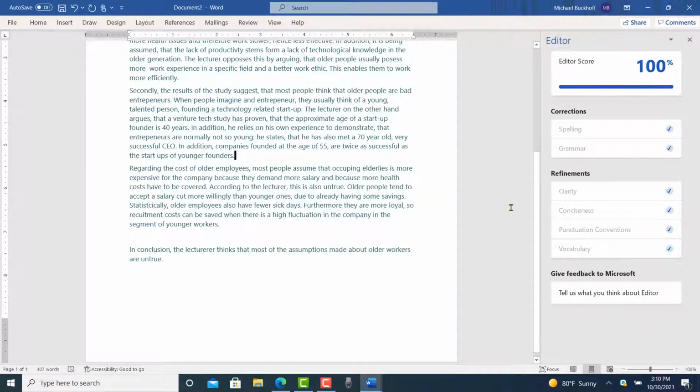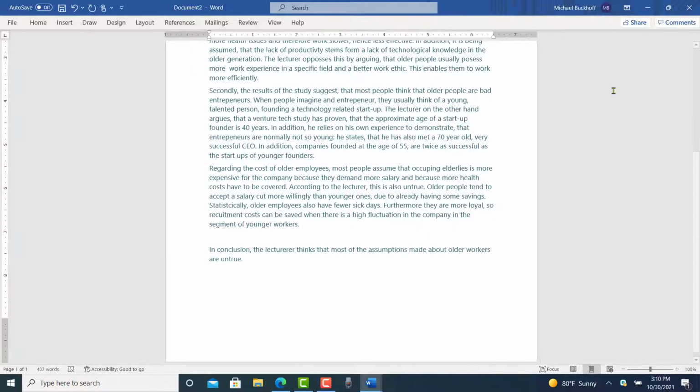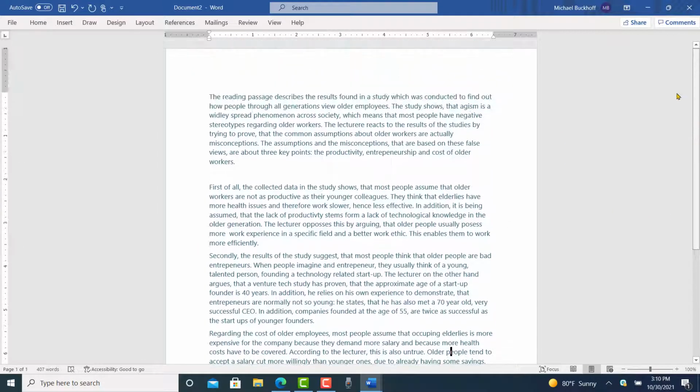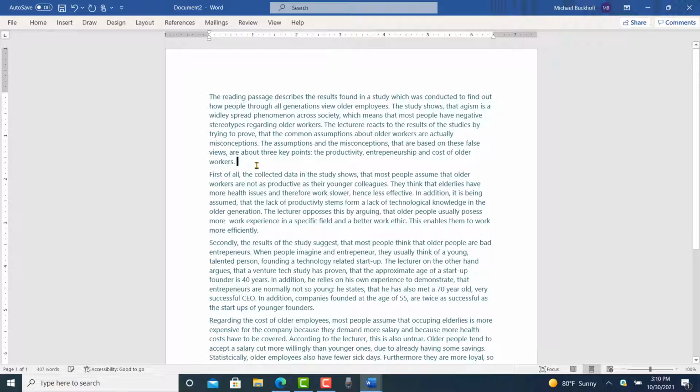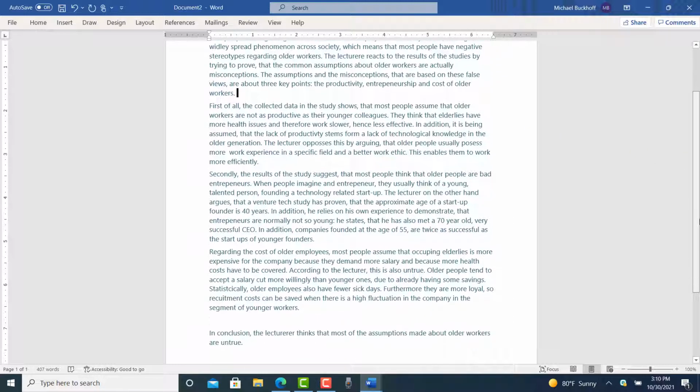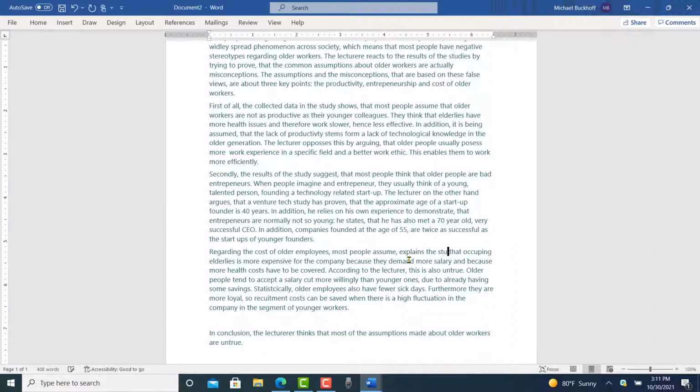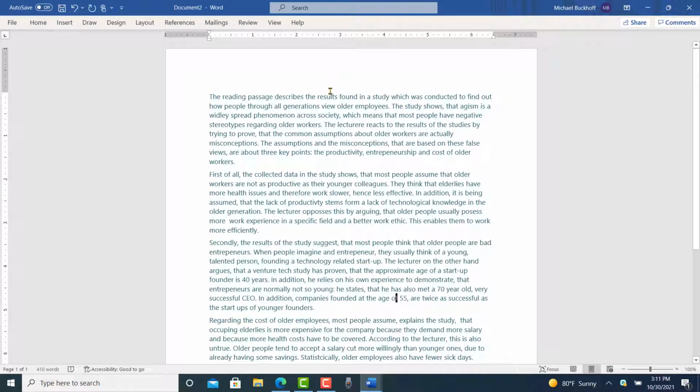Okay, so my suggestions in terms of looking at the essay, I know you haven't paid for an error correction, and I'm not going to do that right now, but I'm just going to show you a couple of things here. I like how you put the collected data in this study shows results of the study suggest regarding the cost of older employees, most people assume. You might put something like that in there. Just make sure that each paragraph includes a voice marker that traces back to the reading passage. So I think that would help show the connection of ideas a little bit better.